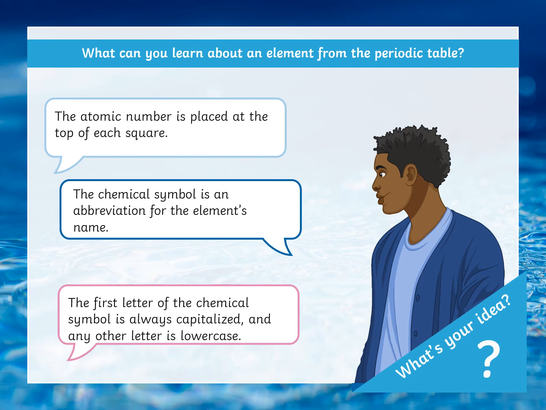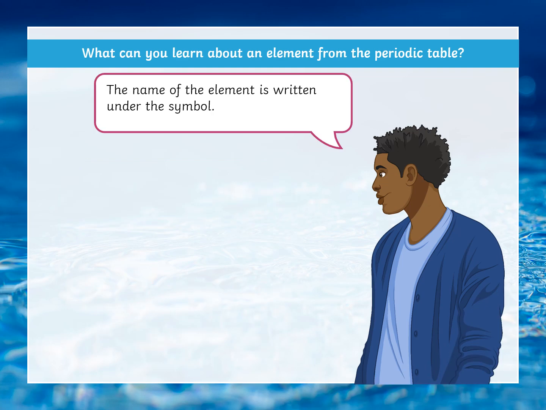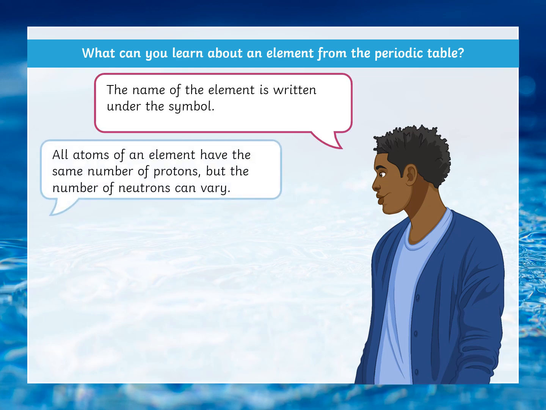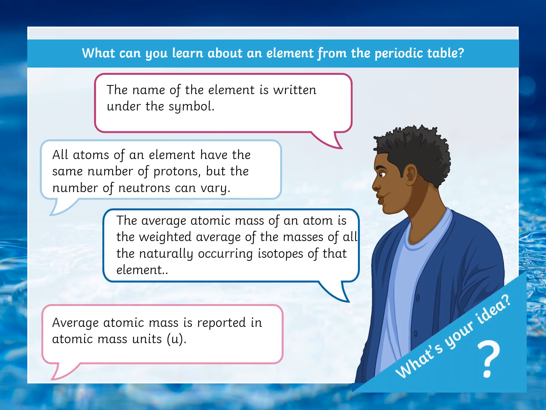Okay, let's complete. The name of the element is written under the symbol. Also, all atoms of an element have the same number of protons, but they can differ in the number of neutrons. The average atomic mass of an element is weighted by the mass of the isotopes of the element, and the atomic mass is reported in the unit u.